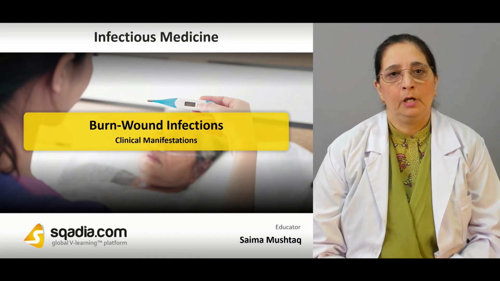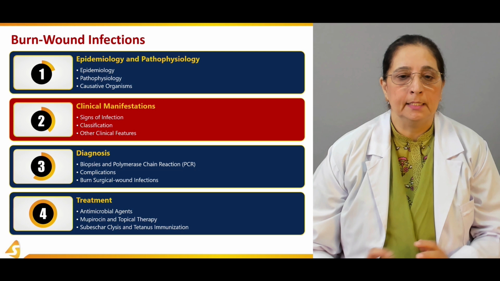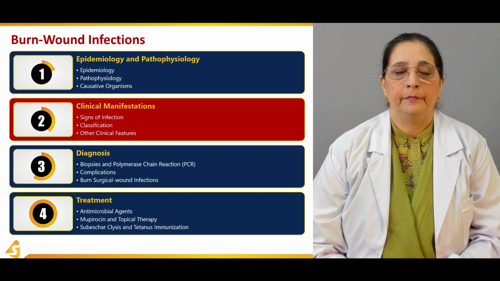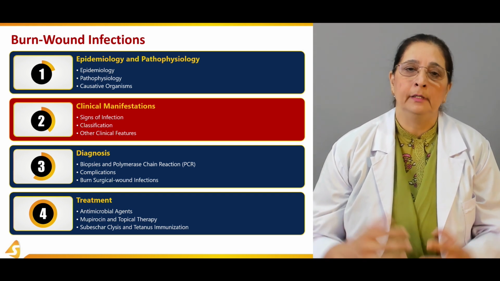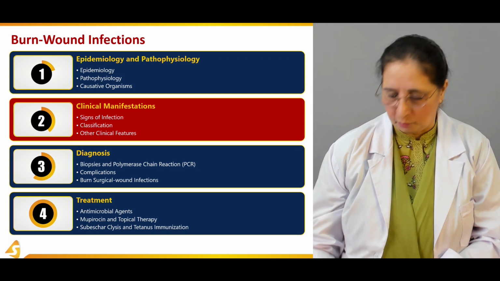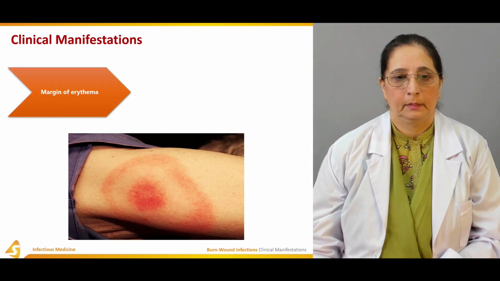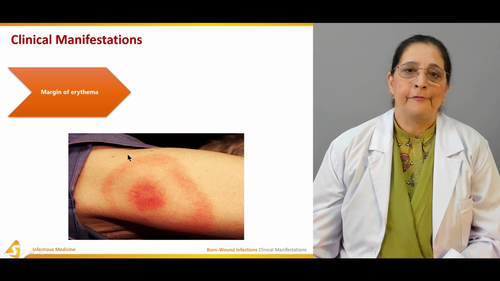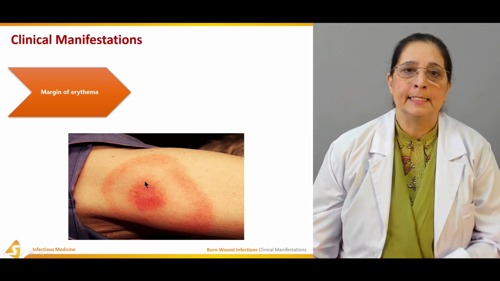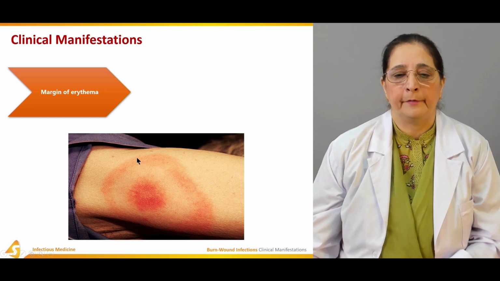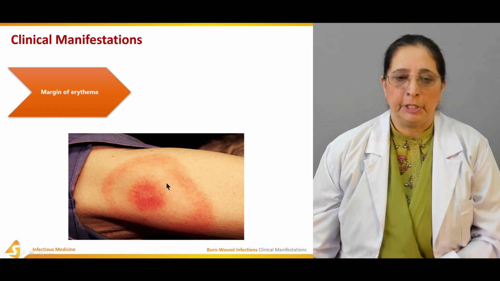In this next section, now we will discuss some clinical signs of infections, classification of a wound infection, and some other clinical features associated with the infection of the burn wounds. You can see here the clinical manifestation: margin of erythema, margin of redness is very common. Erythema is the redness. So there is margin of erythema present in the burn patient.